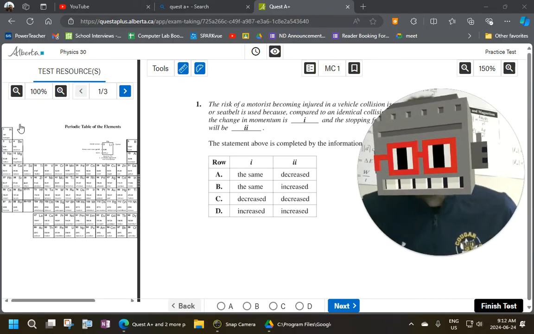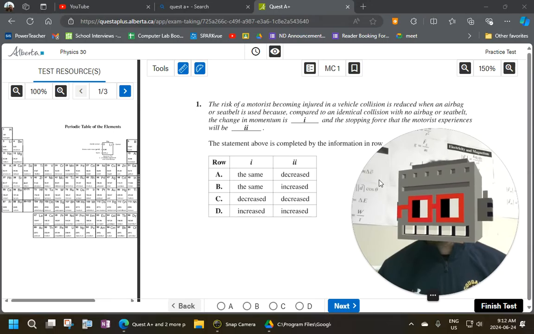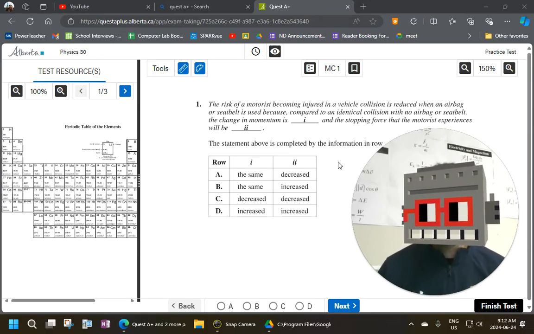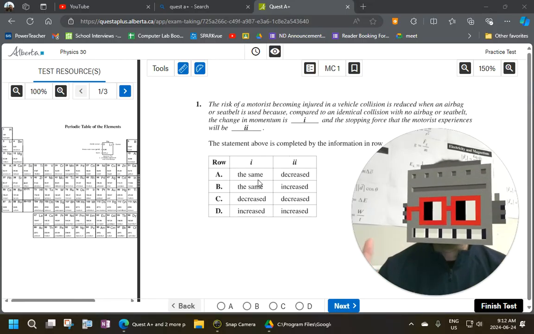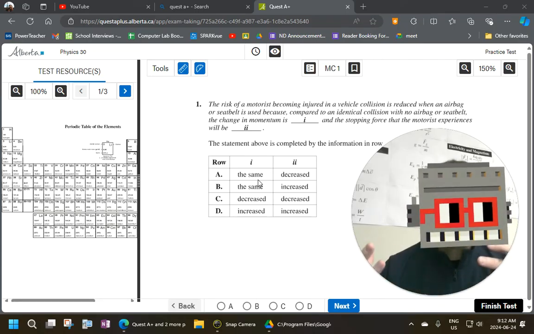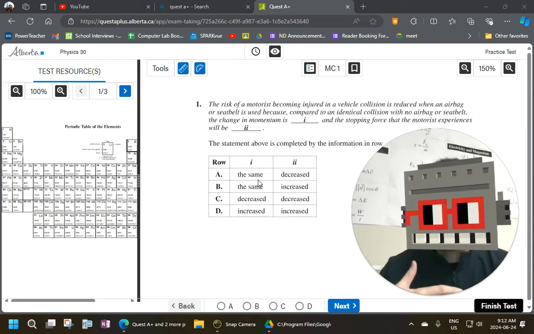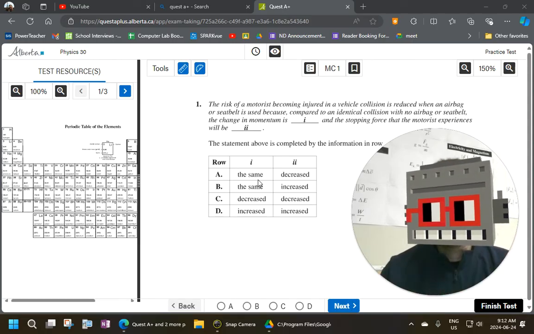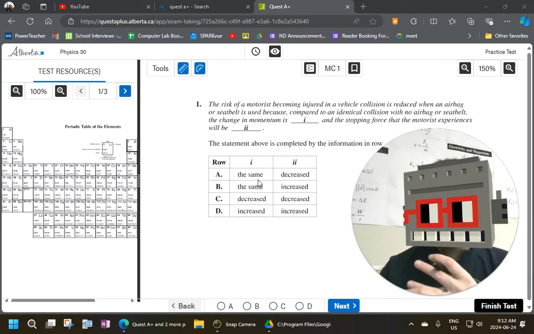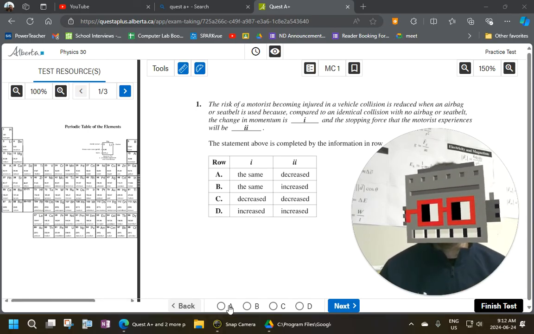All right, so we got here: the risk of motorists being injured in a collision is reduced when an airbag and seatbelt is used compared to the identical collision with no airbag and seatbelt. The change in momentum, which is the impulse, will remain the same, because you have to imagine, if you're driving along at 50 kilometers per hour and you come to a stop, your change in speed is going to be 50 kilometers per hour. The mass of the car hasn't changed. So in both situations, mass times change in velocity is just going to be the same. So that's going to stay the same. And the stopping force will be decreased because the seatbelt is increasing the time. All right? So obviously it's going to be A there.